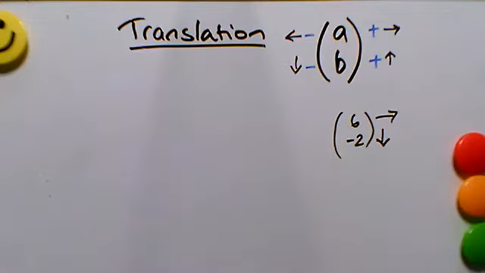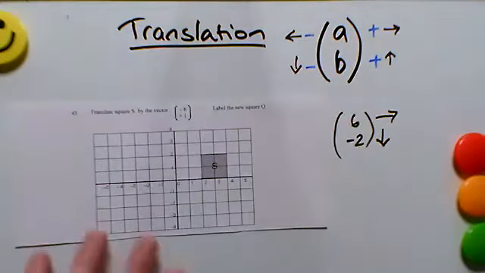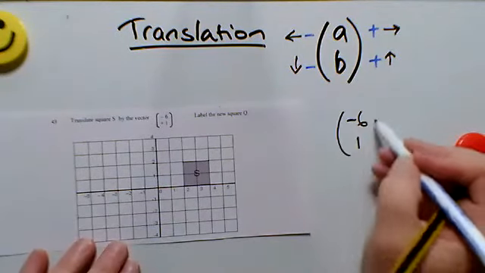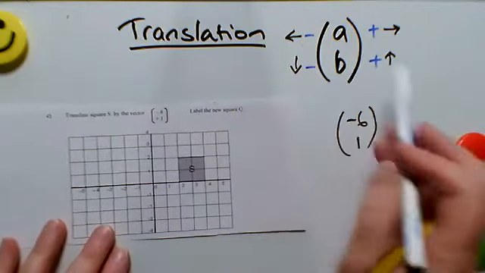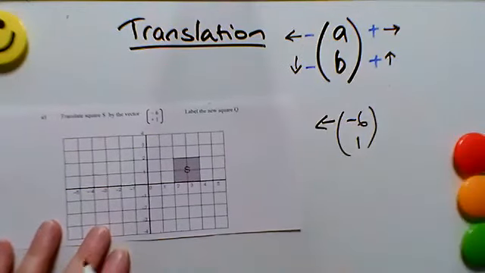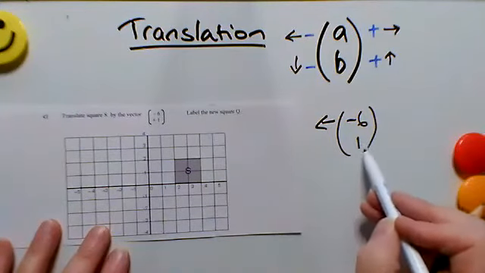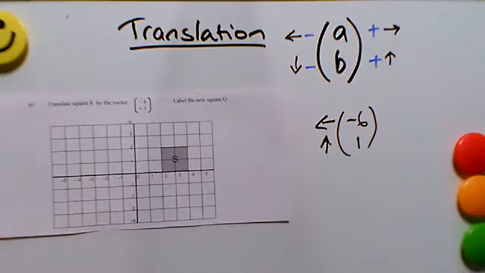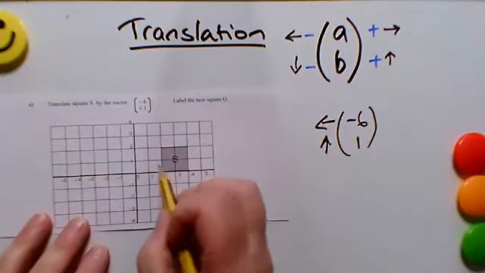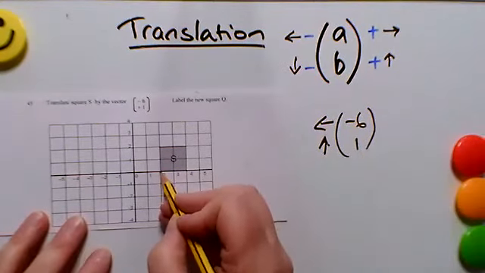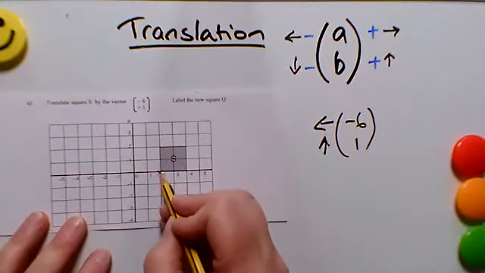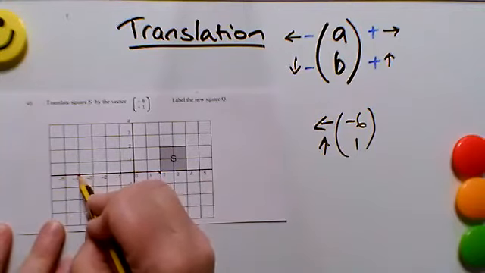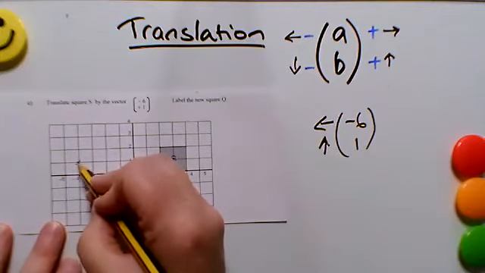Another example, this time the vector is (-6, +1). So the -6 tells me I'm going to go 6 positions to the left this time, and the 1 tells me I would then go 1 position up. So the square is going to be translated using this vector. So just pick any vertex. I'm going to choose this one, and I'm going to go 1, 2, 3, 4, 5, 6 positions to the left, and then 1 position up.